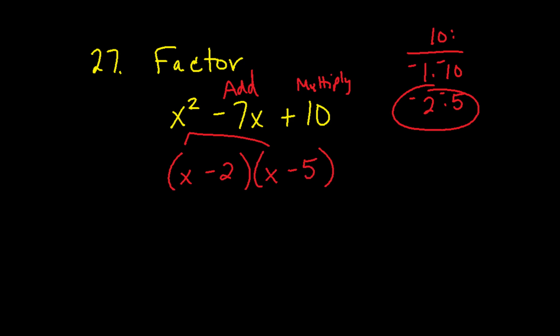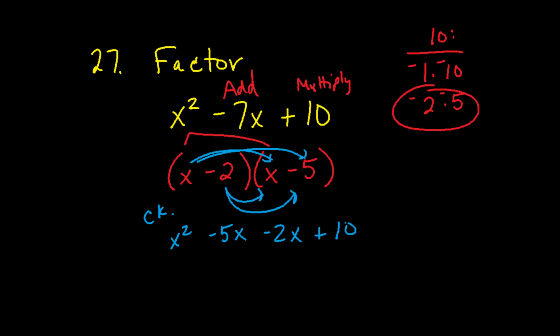You can always check these problems by FOILing them or multiplying them through. So this is the check: x times negative 5 is negative 5x, and negative 2 times x is negative 2x, negative 2 times negative 5 is positive 10, and these add up to negative 7x. So we can see that we get back to the original problem, which tells us our factoring is correct, as long as there's no GCF remaining inside these two parentheses, and there's not.